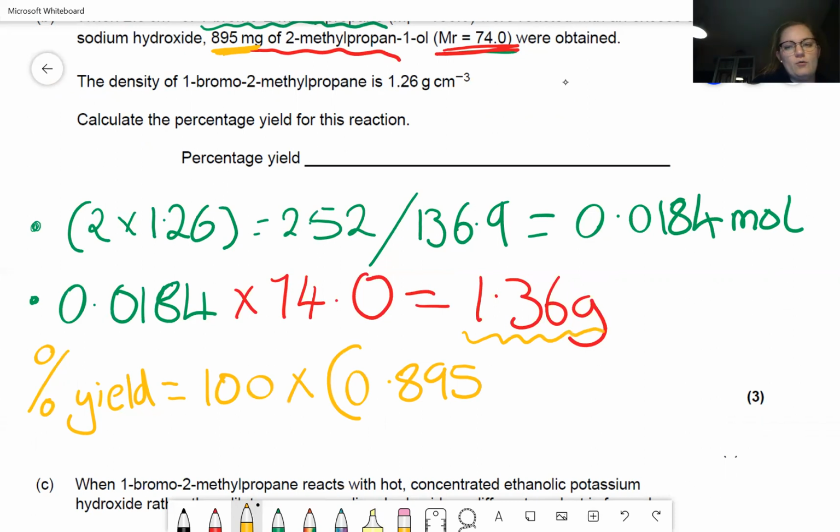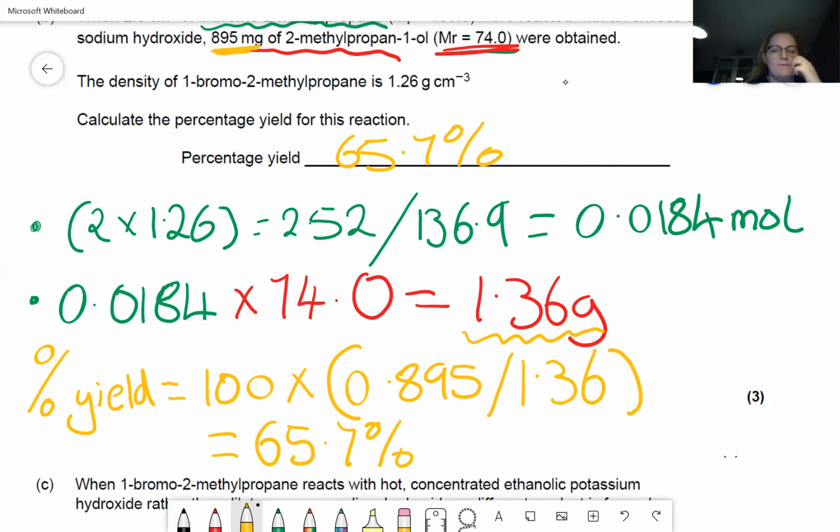So we need to convert 895 milligrams into obviously grams. So that would be 0.895. And we're then obviously going to divide that by 1.36. And the answer to that then would be 65.7%. So our percentage yield would be 65.7%.